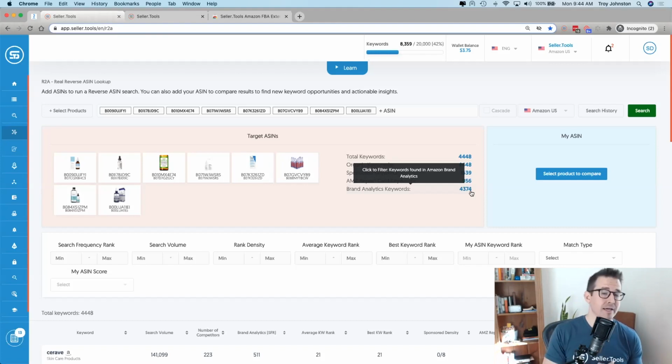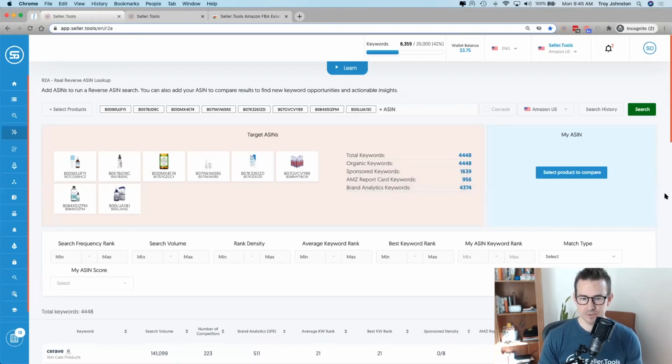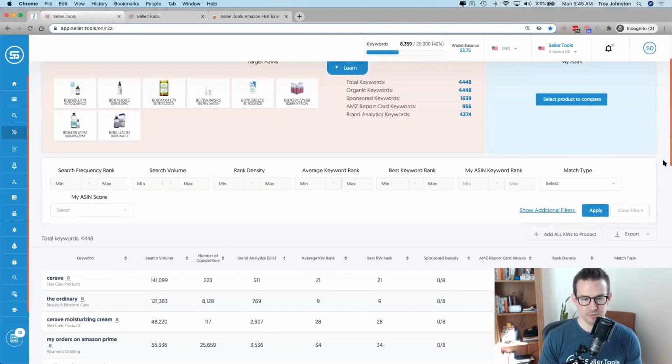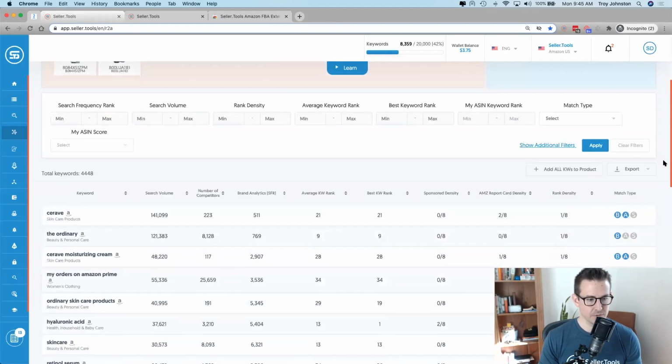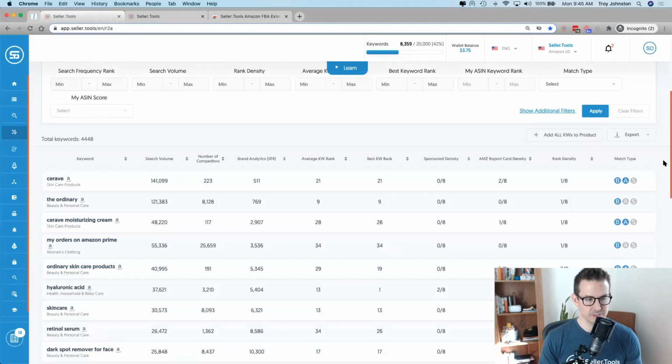So we've incorporated that into R2A to ensure that your reverse ASIN search is really emboldened. There's no missing pieces. There's nothing that you're left without. Or in another scenario, maybe it's just done inefficiently, where you're doing your keyword research and then you're comparing it to brand analytics data. So there's a healthy amount of keywords that are in brand analytics from this reverse ASIN search. So I'm going to go ahead and scroll down because we can take a look at the keywords themselves and see how this data is presented.